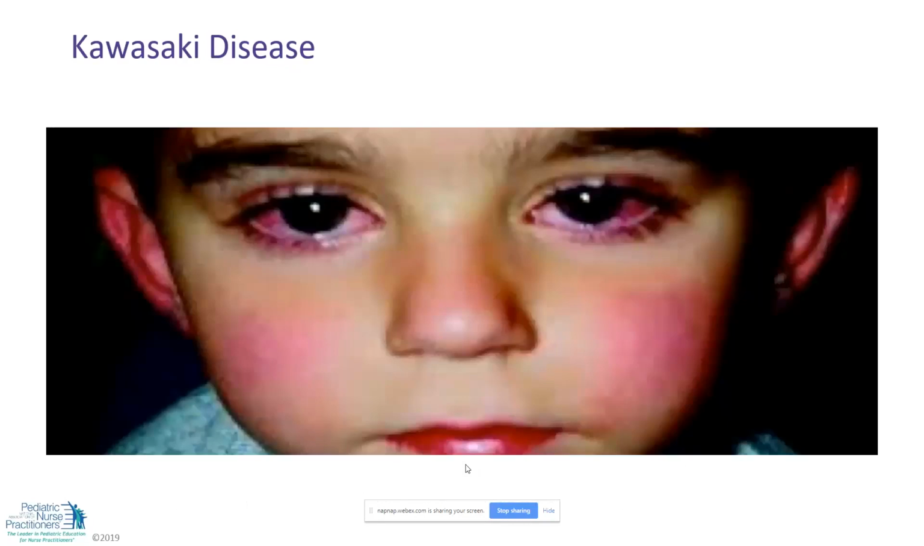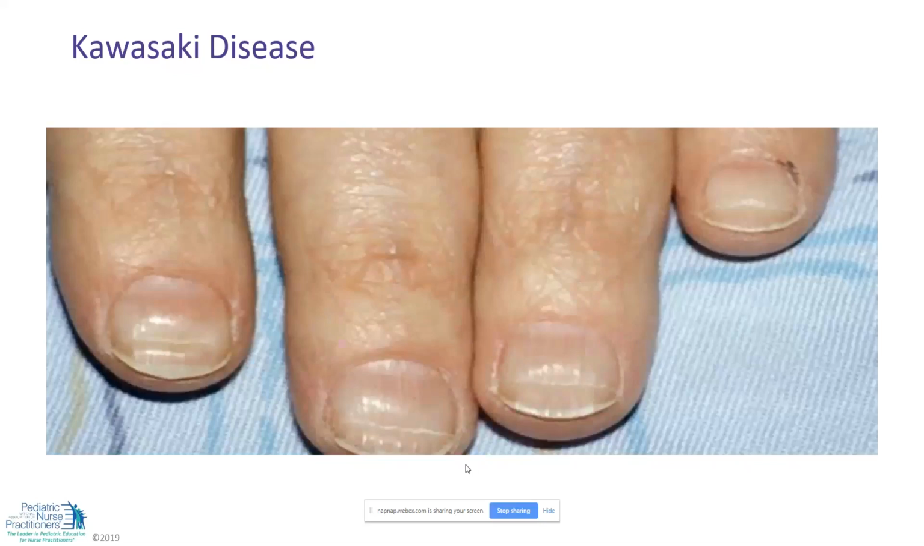So this is that kind of classic, you can appreciate, injected sclera. There's no exudate bilaterally. You can see also these lips look very pink or very red, and they may again appear dry or cracked in your patients. These are Bowes lines, so you can see the transverse furrows of the fingernails, and that's what we are referring to when we say Bowes lines.